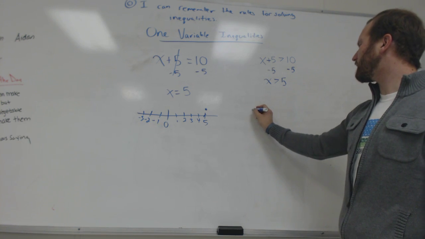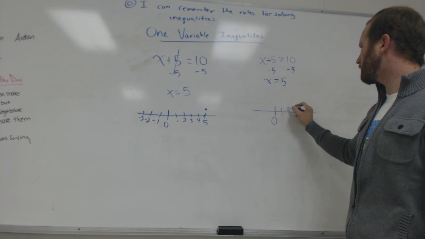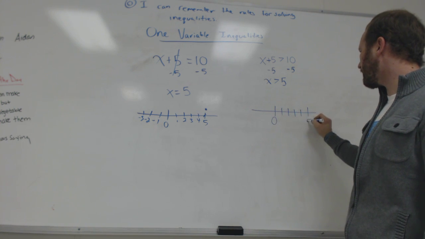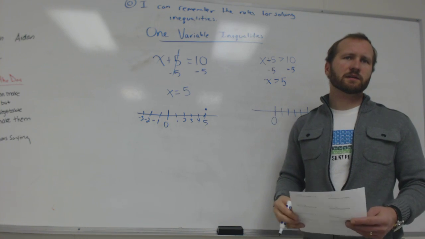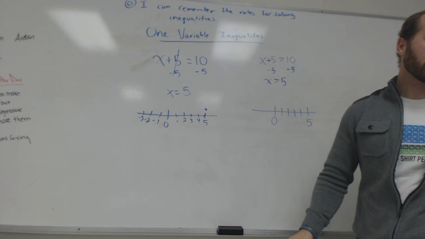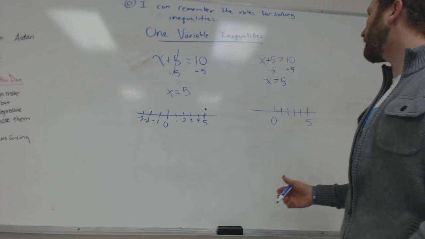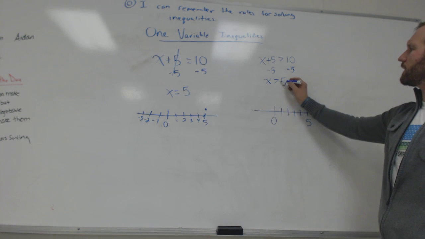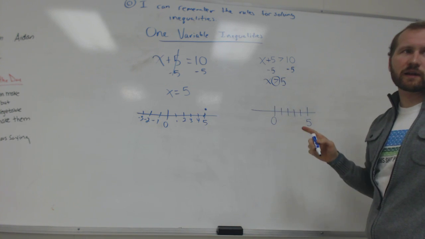And now how do I put this on my number line? So here's 0, 1, 2, 3, 4, 5. Now this is the real trick. This is the one thing that you have to remember. Okay, this is kind of the new learning for today. We look at this symbol here. The symbol is greater than.